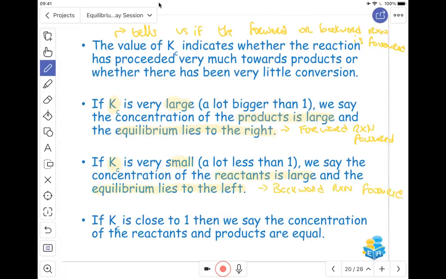And finally, if your Kc value is close to 1, we would say that the concentration of the reactants and products is nearly equal. So they're just important to bear in mind when we're doing our calculations for this equilibrium chapter.